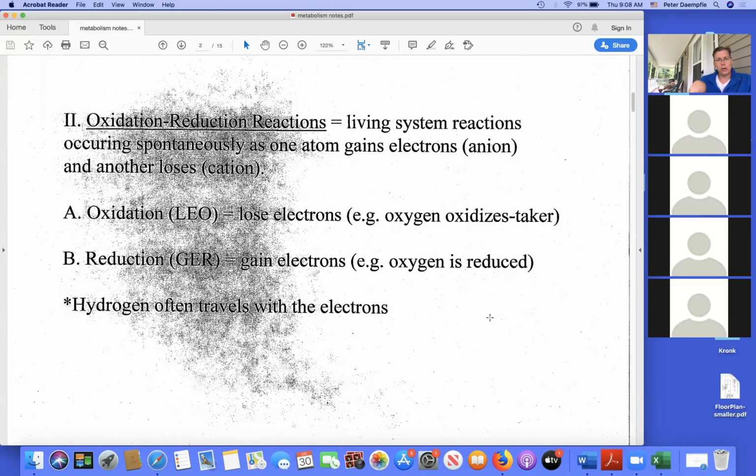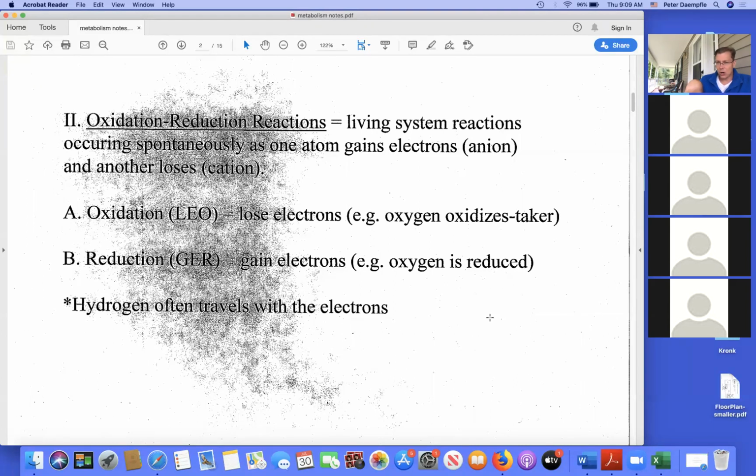Some principles you should know about are the exchange of electrons in chemical reactions, known as oxidation-reduction reactions. And what I write here is basically living systems gain and lose electrons spontaneously in reactions that they just carry out. So atoms that gain electrons are known as anions. Atoms that lose electrons are known as cations. Anions become more negative. Cations become more positive because the electron itself is negative, right?